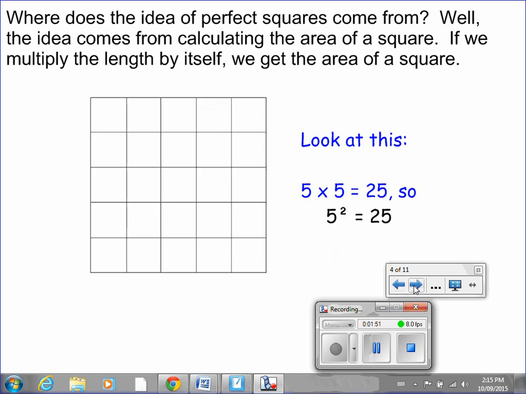So where does the idea of perfect squares come from? Well, the idea comes from calculating the area of a square. If we multiply the length by itself, we get the area of a square. So just look at this. We've got a 5 by 5 square. So what we can do is we can say, well, 5 times 5 equals 25. So we can rewrite that as 5 to the power of 2, or 5 squared, which equals 25.